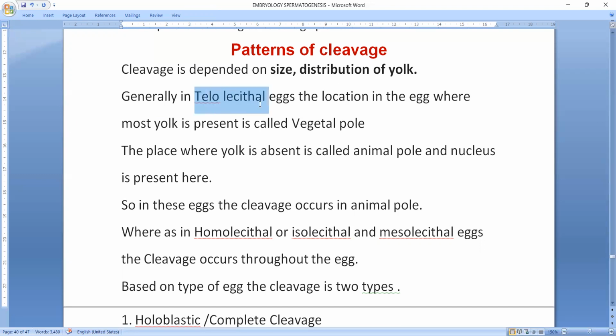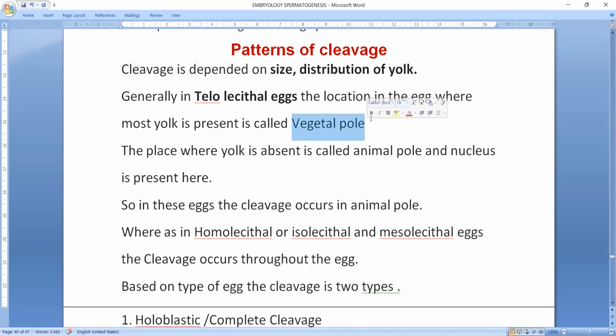Generally, in telolethal eggs, the role of yolk in the cleavage is clearly shown. In telolethal eggs, the location in the egg where most yolk is present is called the vegetal pole. So this is the actual definition. In general, the downward part contains more yolk, and that is simply the vegetal pole. See, in isolethal or homolethal eggs, there is no animal pole and no vegetal pole, technically.